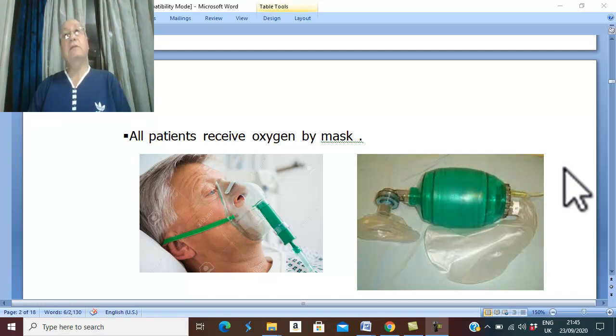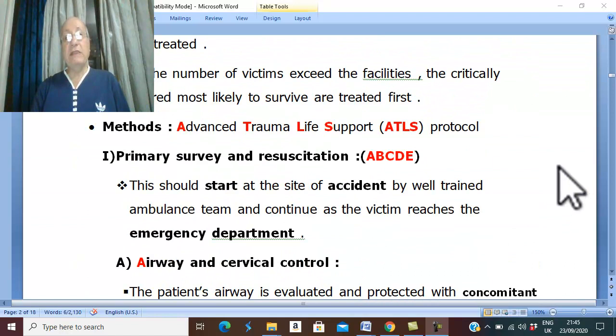What is the management of major trauma and multiple injury? The method of management of this patient is ATLS protocol. What is ATLS protocol?